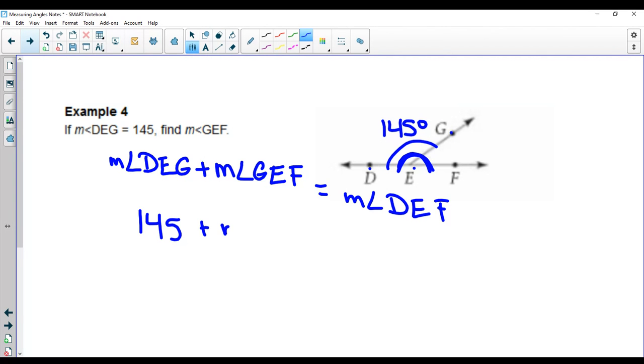145 plus the measure of angle GEF equals 180. Subtract 145.